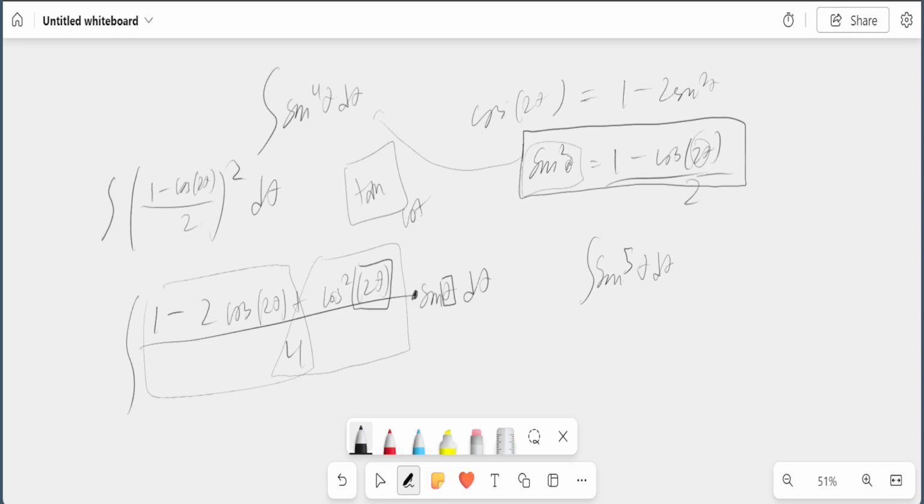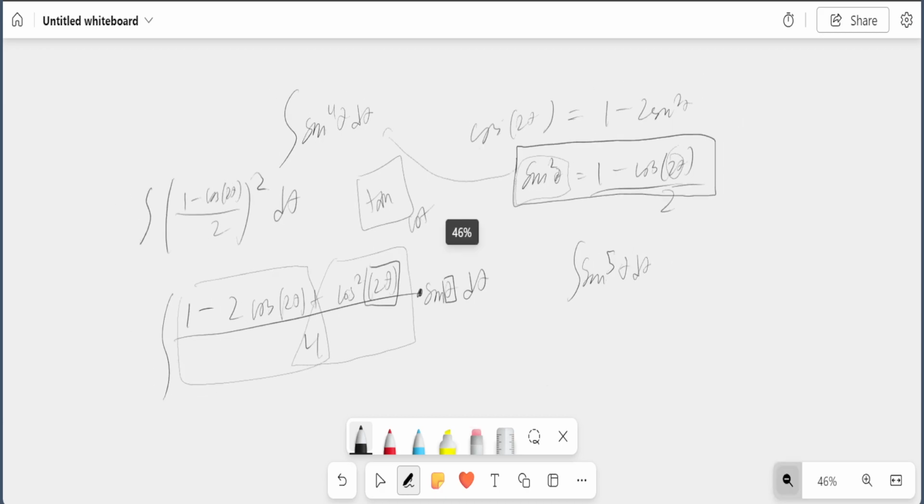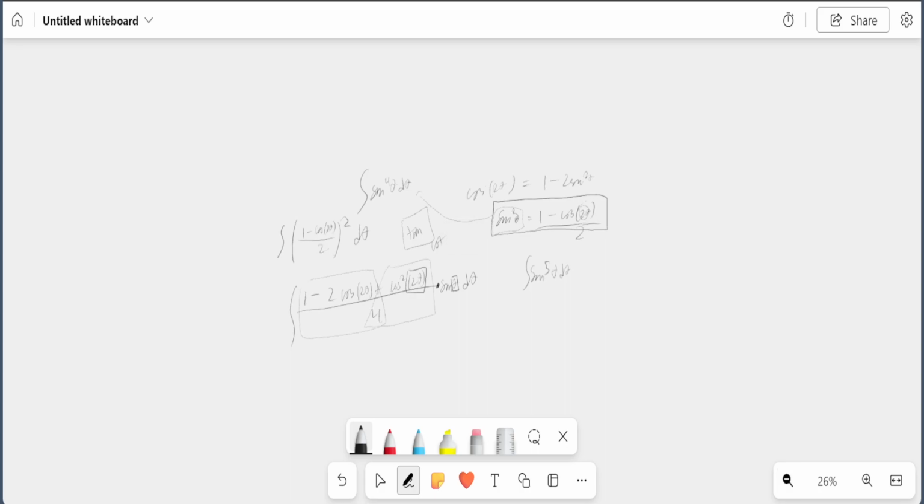And then what happens if you continue solving this? Okay, yeah, let me do that. So if you continue, let me split this up. So this would be 1/4 d theta minus 1/2 cosine 2 theta d theta. These we know how to do, right? Yeah. Okay, so I'm just not going to do those because you can do those yourself. I'll just do the last one, cosine squared 2 theta d theta.